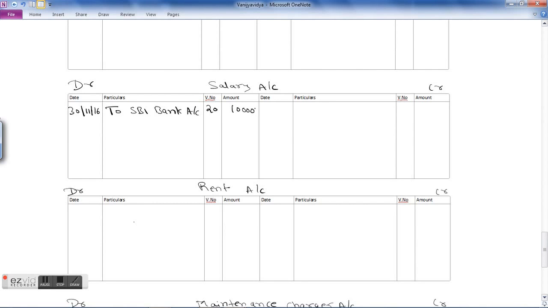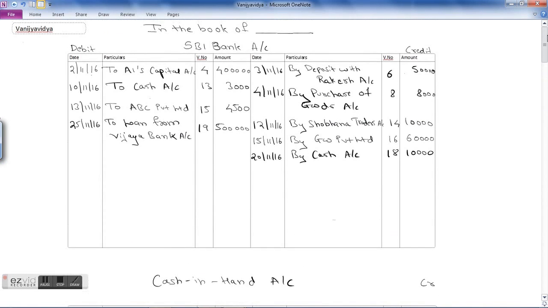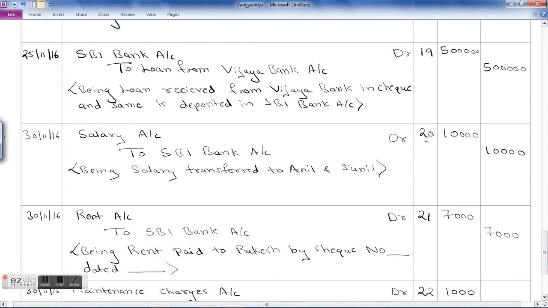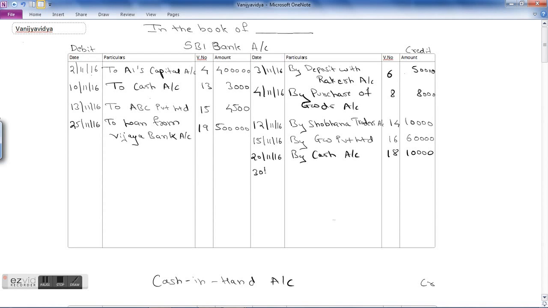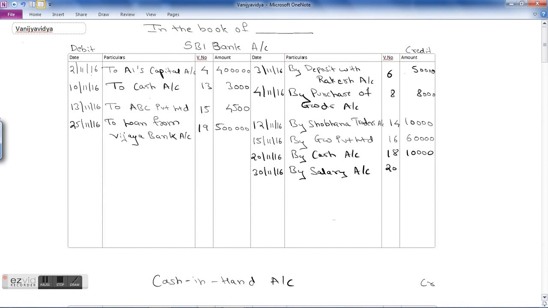Okay, and the second effect we will give it in SBI bank account. So SBI bank account, what is the date of transaction? Date of transaction is 30/11. So on credit side we'll write by salary account, transaction number is 20, amount is 10,000.